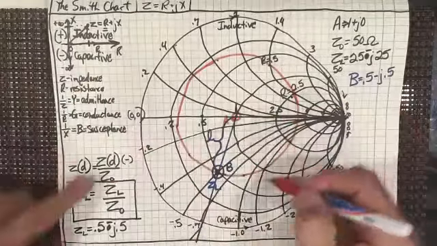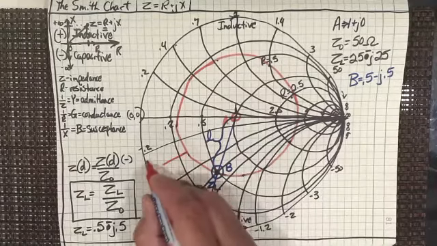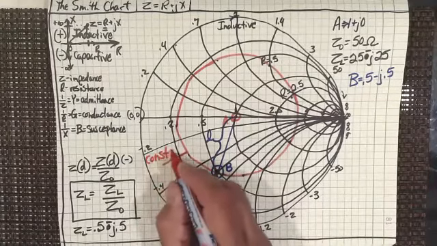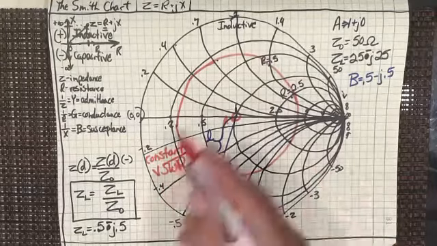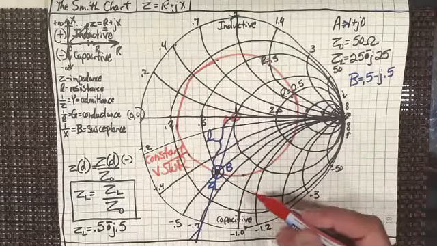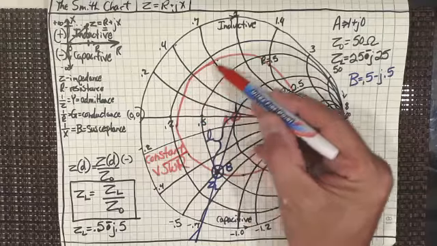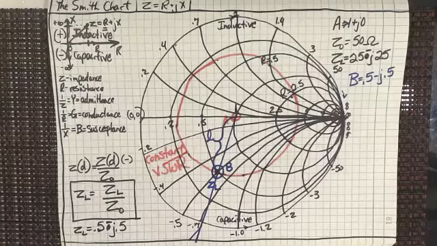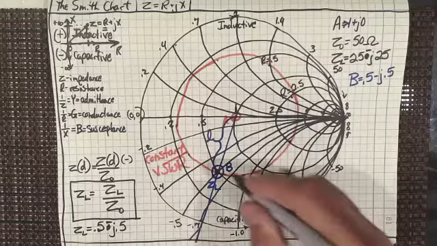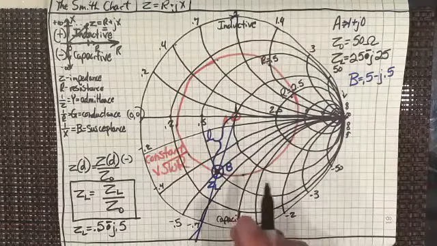So this big red circle that I've got here now is my constant VSWR circle. You're probably saying, well, it's not a constant anything, right? It's not a constant R circle because the R is changing all the time, and it's not a constant reactance circle because these are changing all the time too, and that's right. But what it is, is a constant VSWR circle, and there are a couple of things you want to know. At any point around that circle, I'm going to have a constant VSWR.